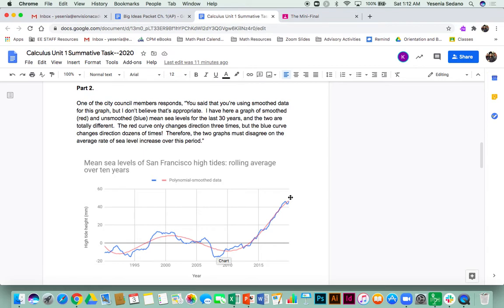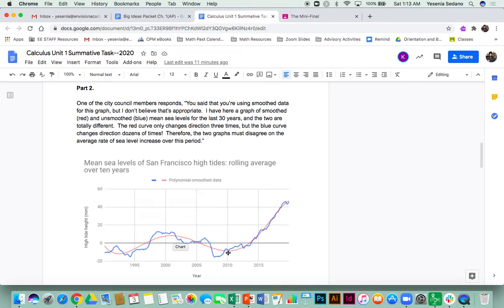I have here a graph that's smoothed in red and unsmoothed blue mean sea levels for the last 30 years. So notice how in blue it's different, right? The actual data points are different from the polynomial fit. So the two are totally different, he says. The red curve only changes directions 3 times, but the blue curve changes directions, look at this, dozens of times because there's lots of high and low points. So therefore it changes many more times than 1, 2, 3 points.